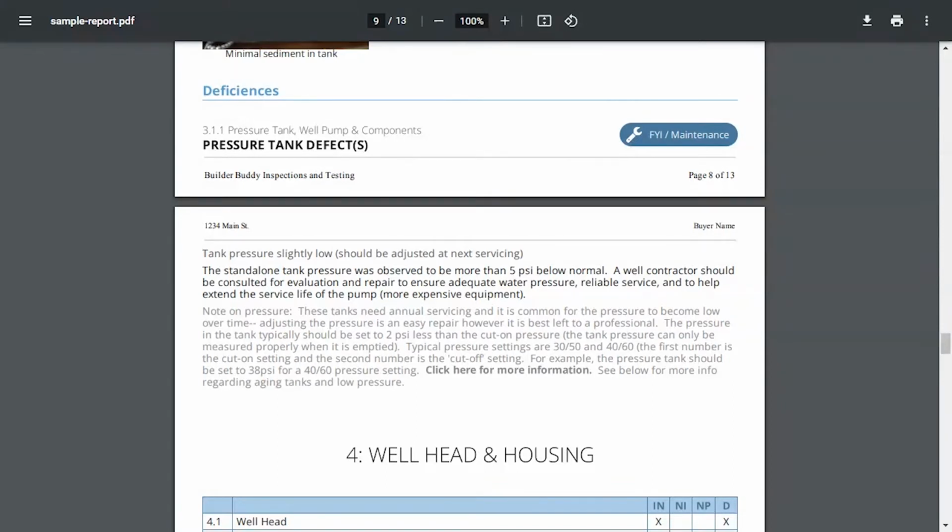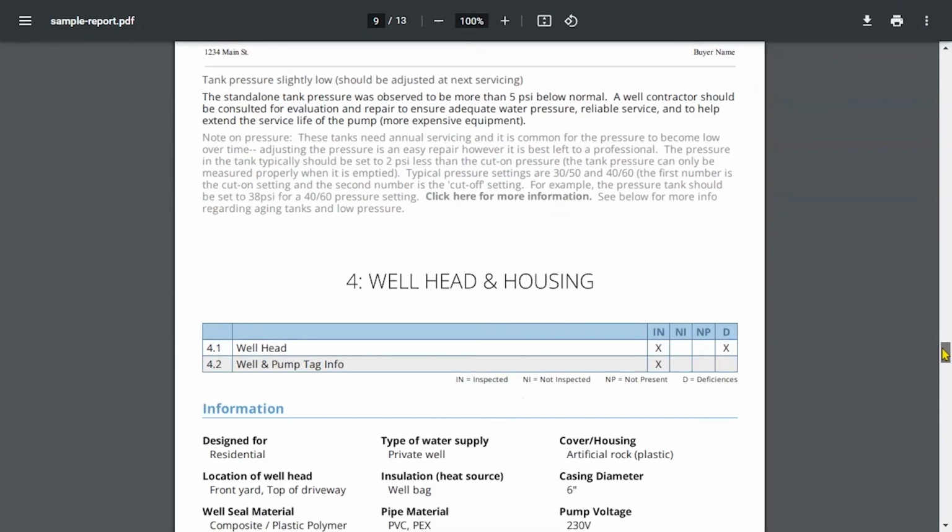And other things can go wrong. So in this case, this pressure tank needs a little bit more air. It was manufactured in 2019, so we're not suspecting bigger issues. Sometimes low pressure can tell us that the pressure tank is failing, which we're not expecting in this case.